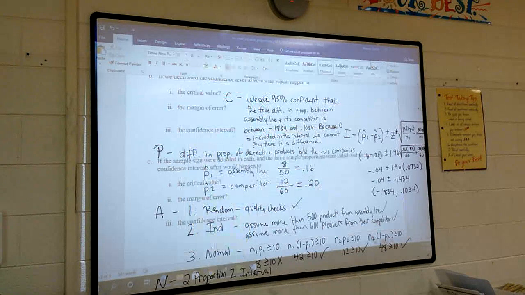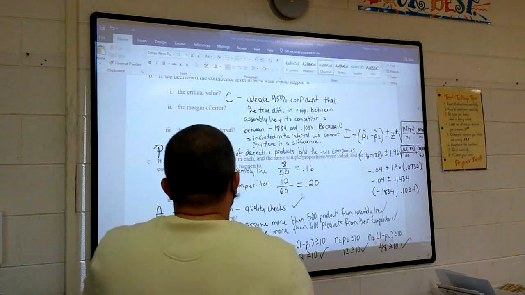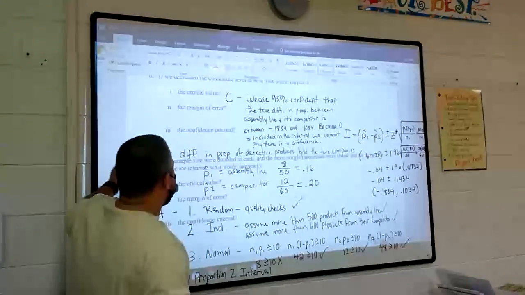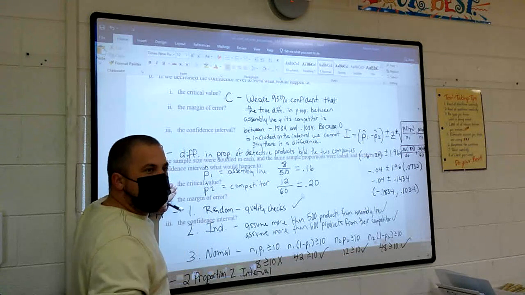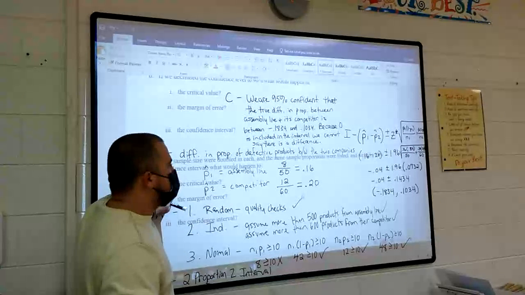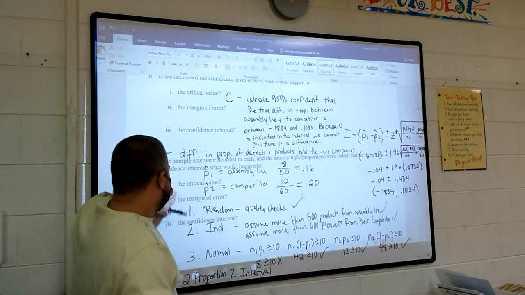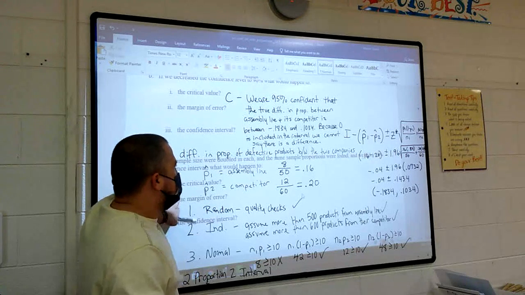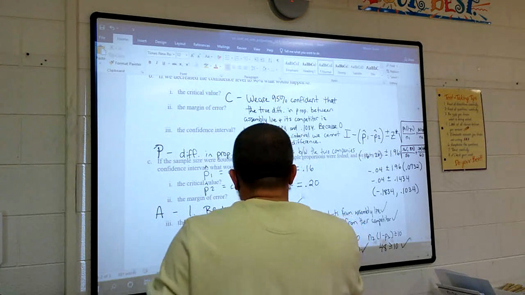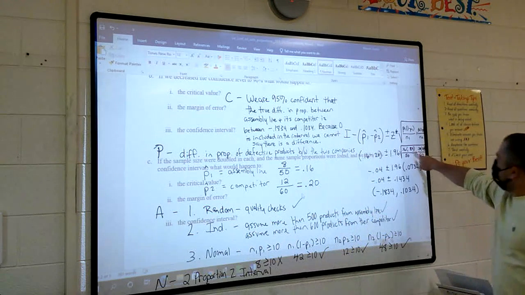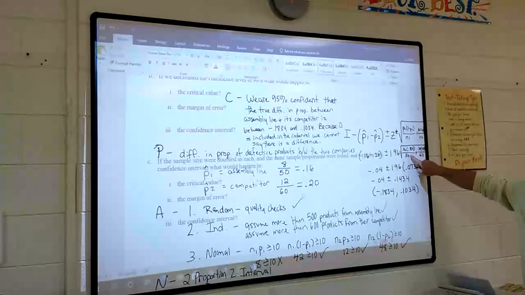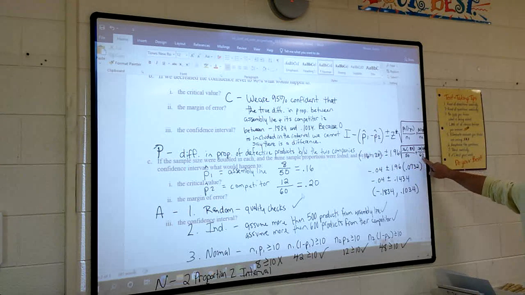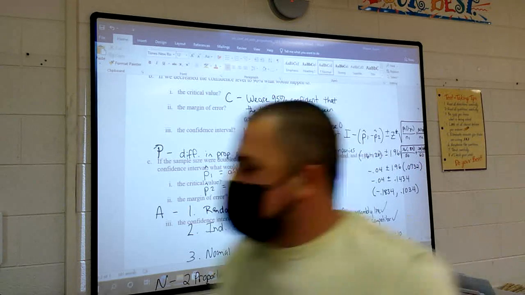If the sample size were doubled in each and the proportions were the same, and we did a 95% confidence interval, what would happen? If we did a 95% confidence interval, the critical value would still be 1.96. It would be the same because it's 95%, right? But what would happen to the margin of error? Let's say all the proportions stayed the same, but now our samples were doubled. So instead of 50, there was 100 here, and instead of 60, there was 120.